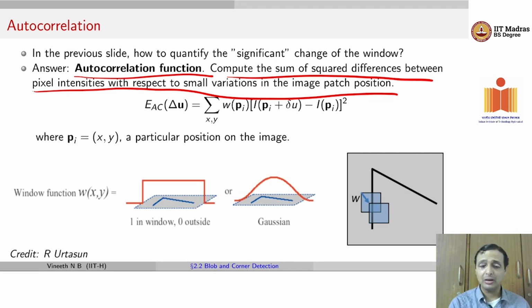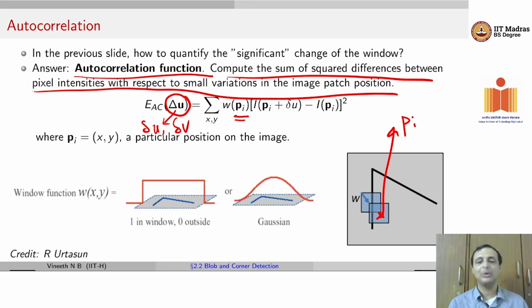So if you had a point pi in the image, let's say you place it at the center, that's what is going to be pi. And if you now have a small delta u, which is going to be the difference, you're going to move that patch by a certain delta u. Remember, pi and delta u are both 2D coordinates, so even delta u will probably have a delta u and a delta v, for instance, right? There are going to be 2 dimensions there.